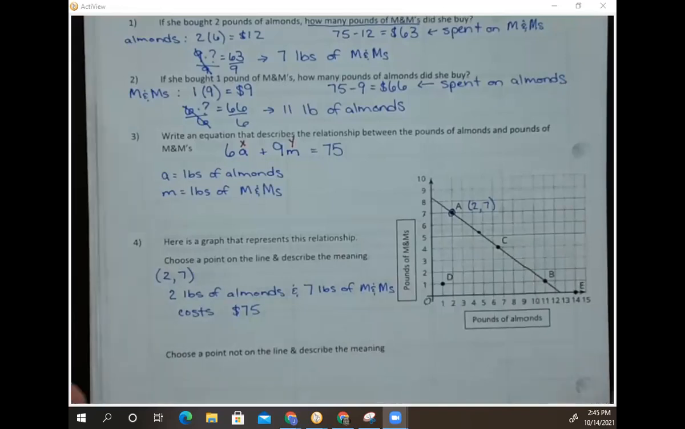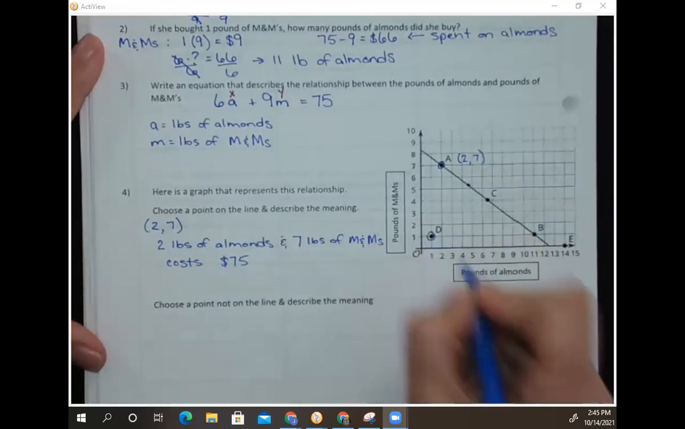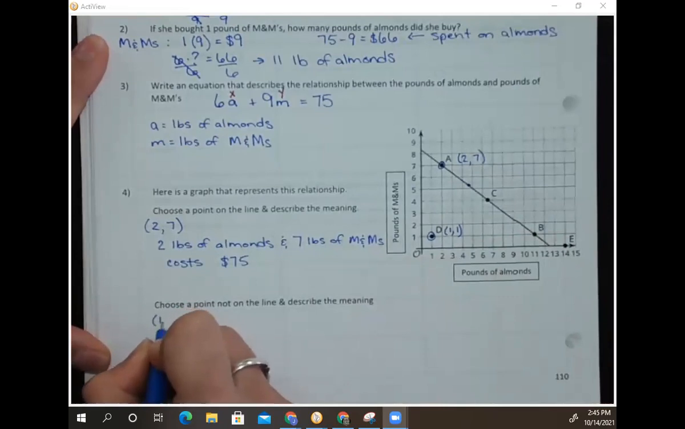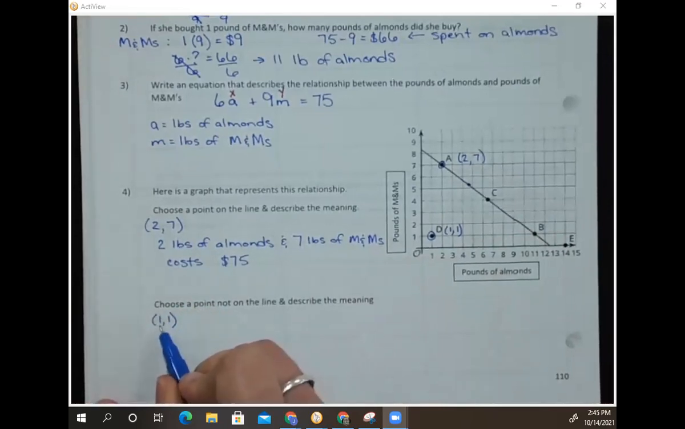Now let's look at a point that's not on the line. So we could pick any point that we want, but let's pick one that's nice here. So D is labeled for us, 1, 1. This 1 is telling me what? This first one.